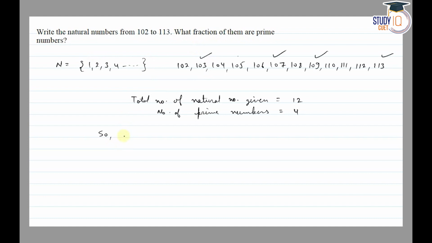So we have to find out the fraction. So required fraction is equal to total numbers we have 12 natural numbers and in them 4 are prime numbers. So they are 4. So we will cancel, so 4 1s are 4 and 4 3s are 12. So the fraction will be 1/3.